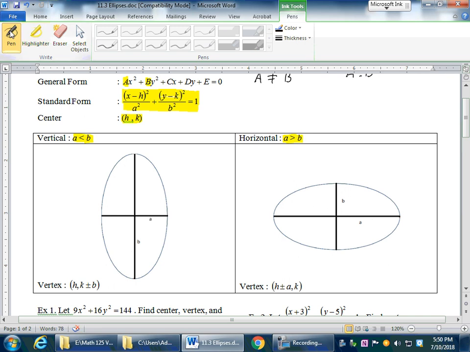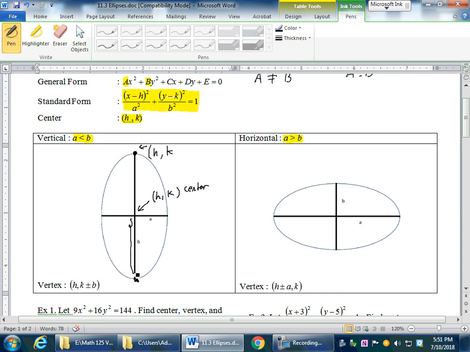Some textbooks use minor vertex and major vertex. Here, we just want to talk about the vertex. The vertex is where the longer axis is. So in the vertical ellipse, the vertex will be right here, this point, and then this point. And your center will be H, K right here. So since this is up and down, your vertex will become H, K, but what is the difference?